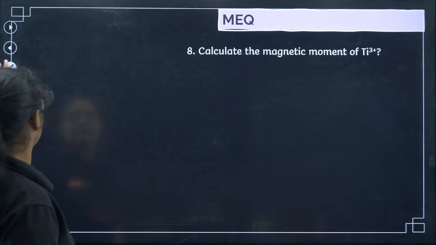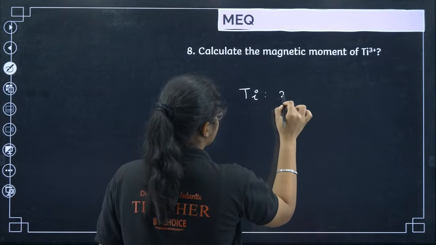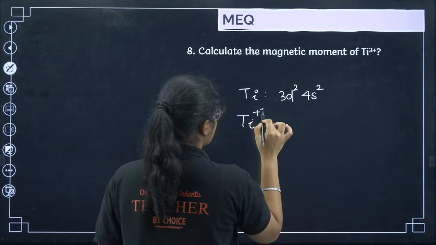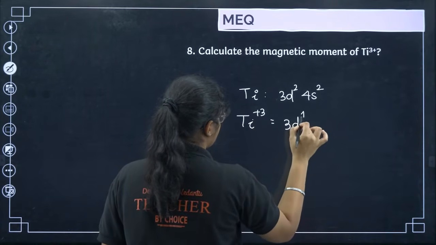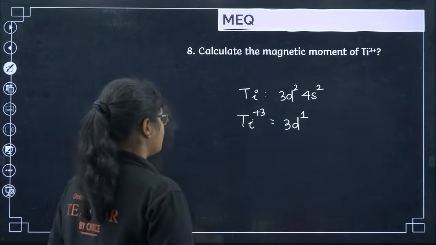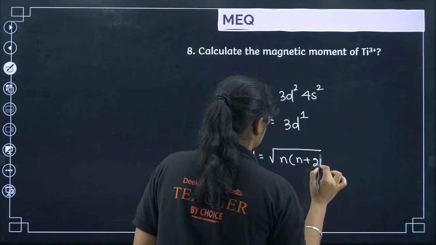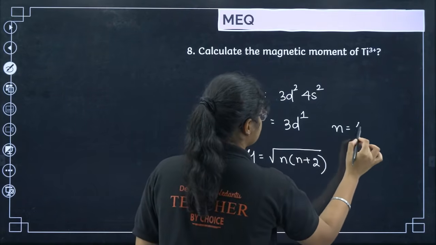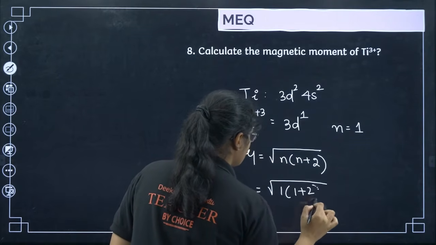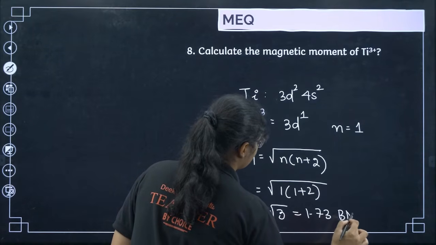Moving to the 8th question, calculate the magnetic moment. So what is the electronic configuration of titanium? 3d2 4s2. Okay, next Ti3+ will have 3d1 configuration. Now how to calculate the magnetic moment? Root over n into n plus 2. Now n value here is 1. If I substitute here, root over 1 into 1 plus 2, that is equal to root over 3, which is equal to 1.73 BM.